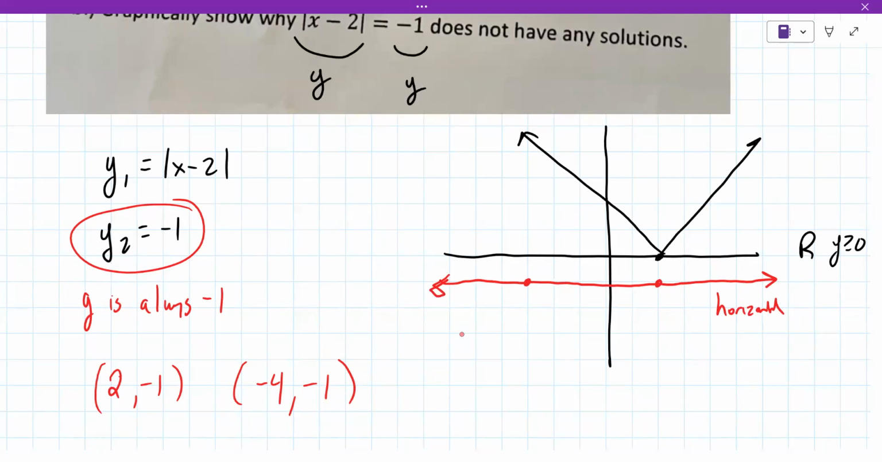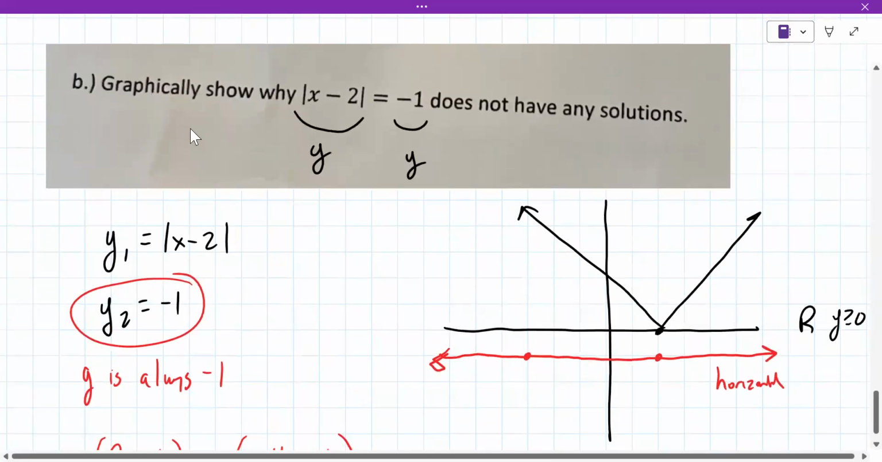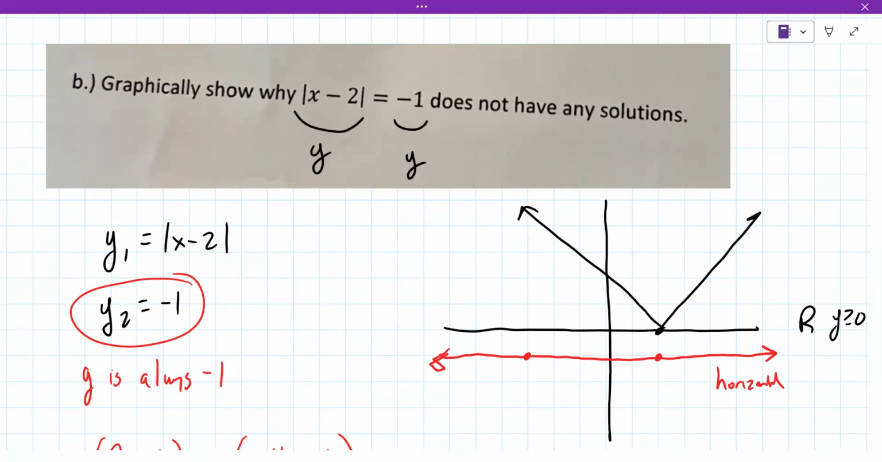Okay, now do these intersect? Does the red intersect the V? No. So that's graphically showing why it does not have any solutions. It's because they never hit. Yeah, exactly.